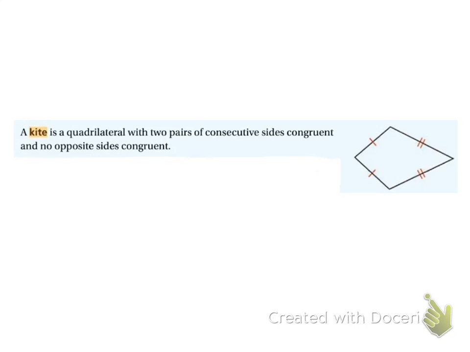This is 6.6b of geometry. So we're going to talk about kites. And a kite is a quadrilateral, so it has 4 sides, with 2 pairs of consecutive sides congruent. So consecutive means 2 in a row. So these 2 are in a row, and then these 2 are in a row. So they don't have opposite sides congruent. The 2 congruent sides need to be next to each other.